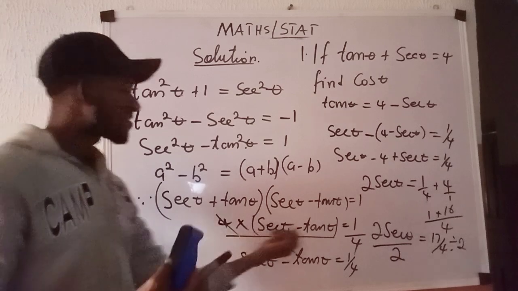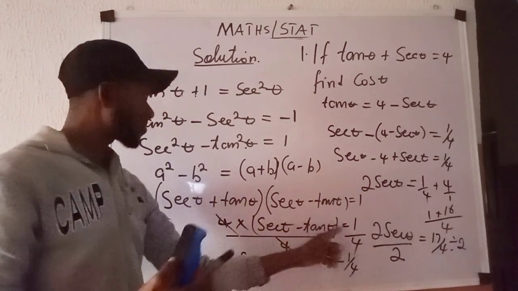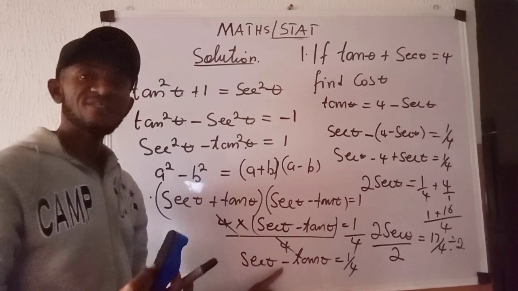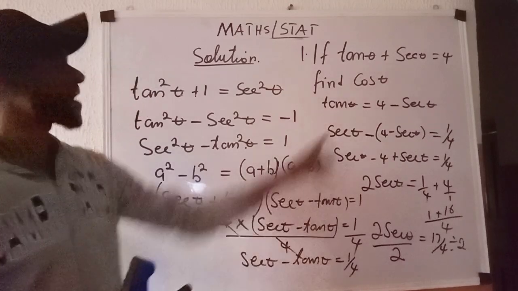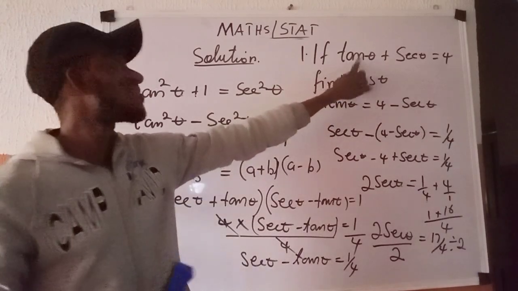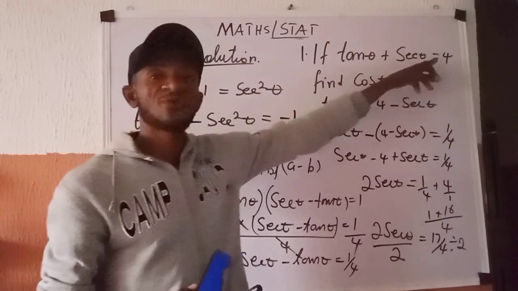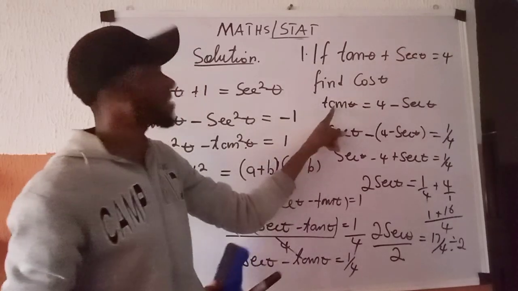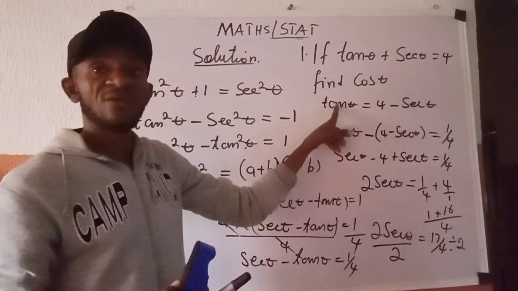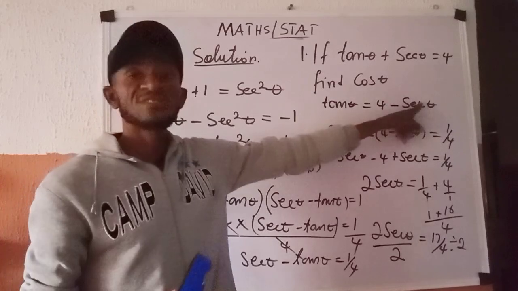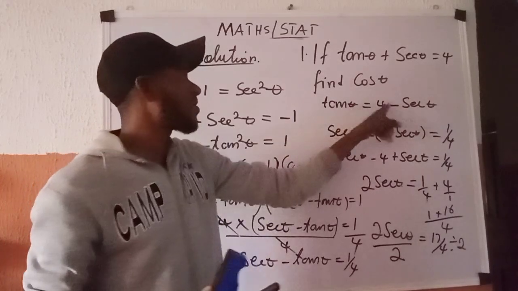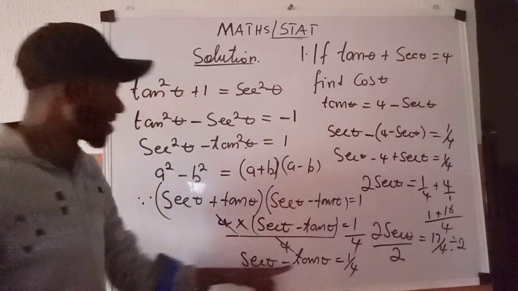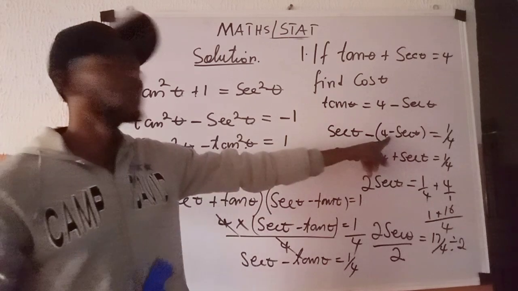And then trying to make this one stand all alone, I divide both sides by 4. And I had this. And when I had this, I came back here and reminded myself that tan theta plus sec theta is equal to 4. And therefore, I can make tan theta the subject of the formula, which becomes 4 minus sec theta. Bringing that value of 4 minus sec theta into the place of tan theta, I have this.